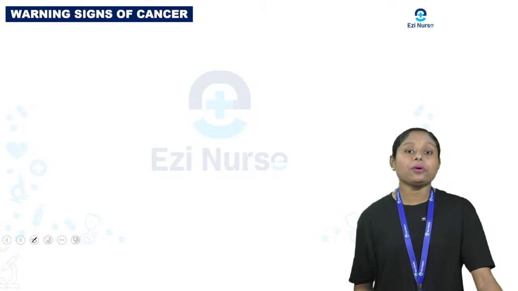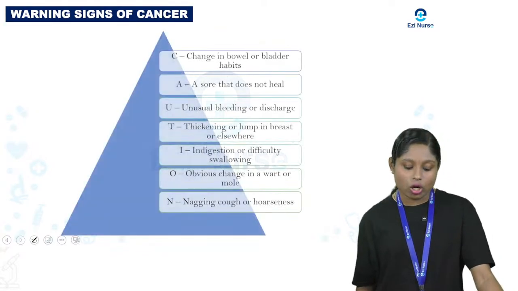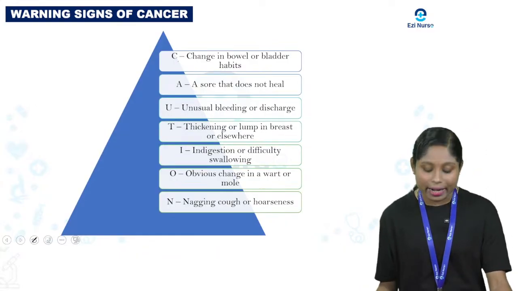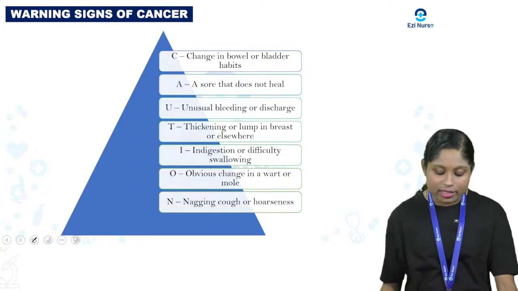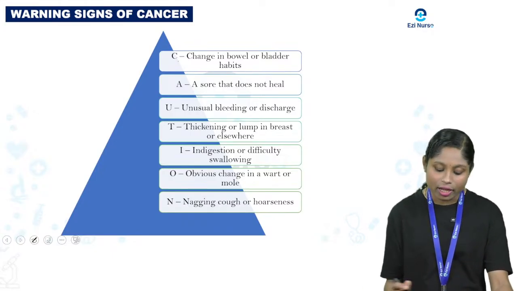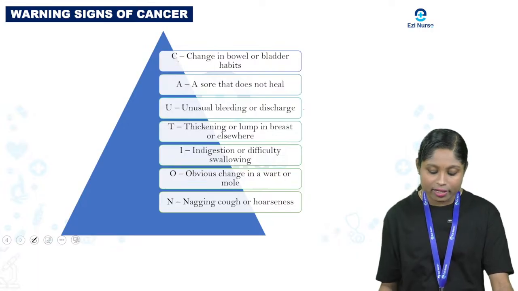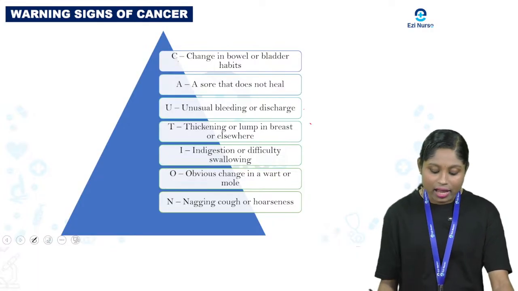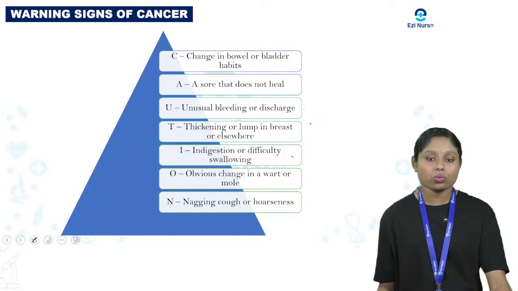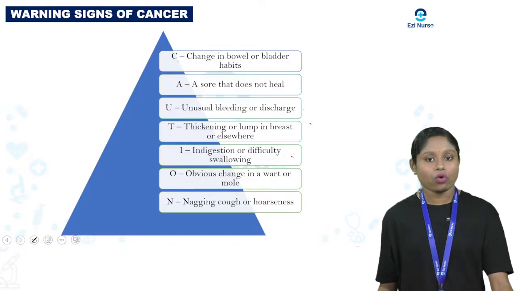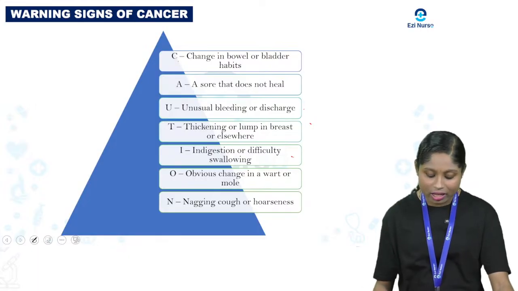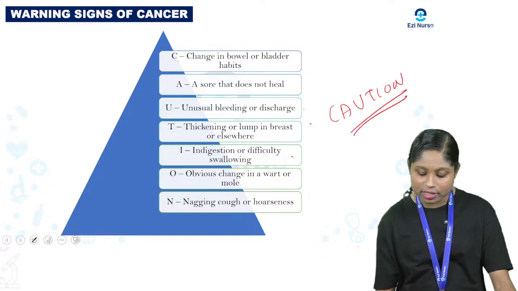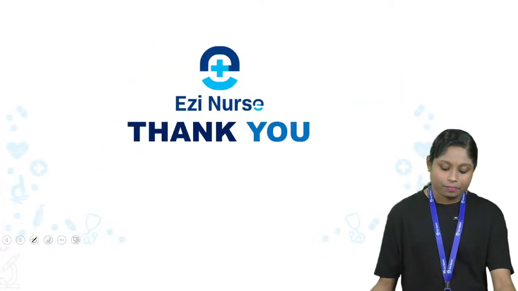Next we will discuss the warning signs of cancer. It is known as CAUTION. C, change in bowel or bladder habits. A, a sore that does not heal. U stands for unusual bleeding or discharge. T, thickening or lump in the breast or elsewhere. I, indigestion or difficulty in swallowing. O, obvious change in wart or mole. And N is for nagging cough and hoarseness. So that is CAUTION. CAUTION is known as the warning signs of cancer.